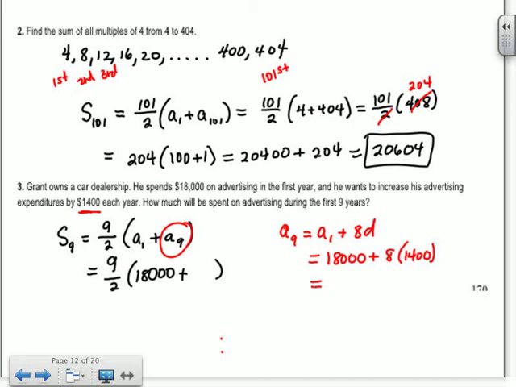You see what I'm saying, Isabella? So then you'd add 1,400. So you'd get 2,800. Make sense? Okay. So that's your common difference. Okay, what do you get? 29,200. All right, that's what your A sub 9 is.